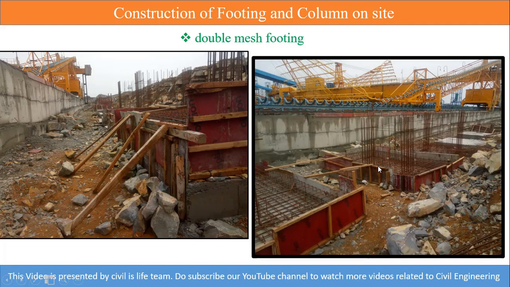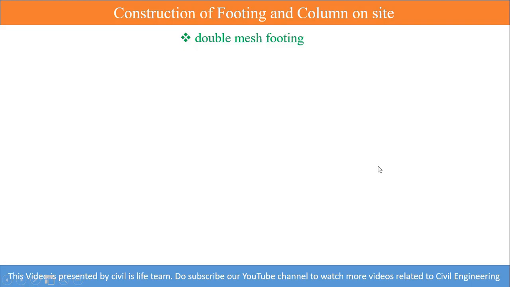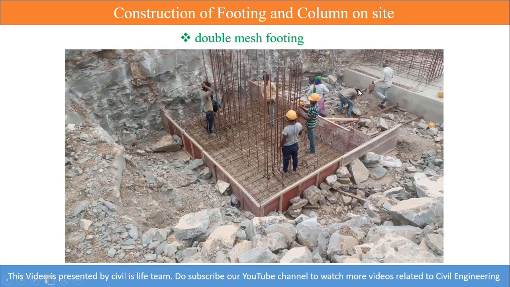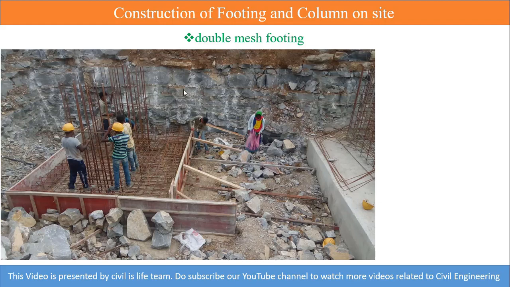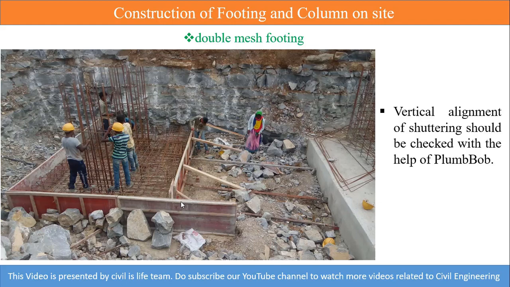So here also, now here this person is making this shuttering rigid so that whenever we pour the concrete, it will not get displaced. So here you can see, after making the shuttering rigid, we should check whether it is perfectly vertical or not. So how can we check that? With the help of the plumb bob. Vertical alignment of the shuttering should be checked with the help of the plumb bob.